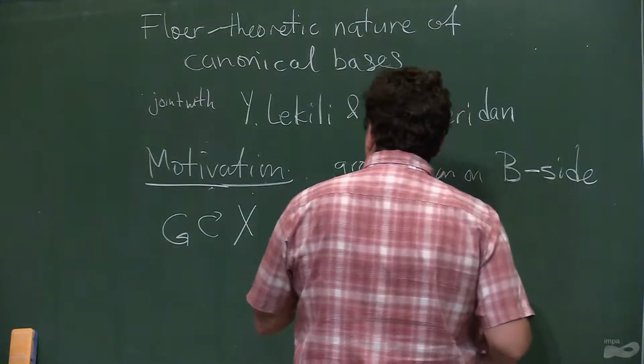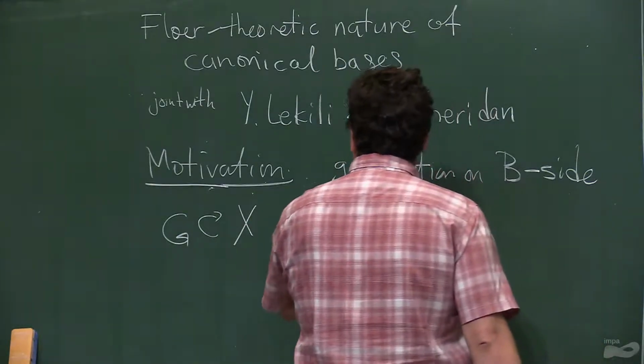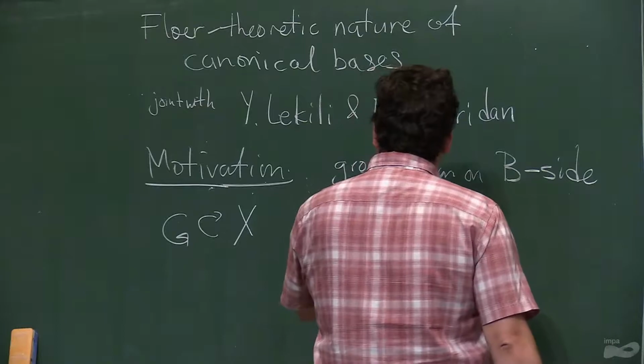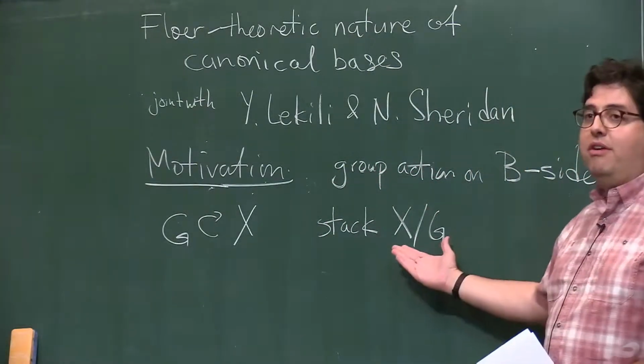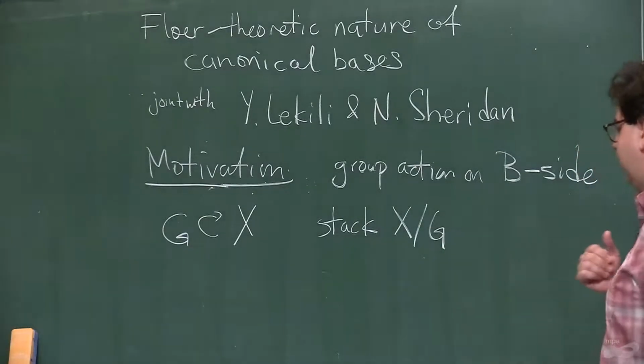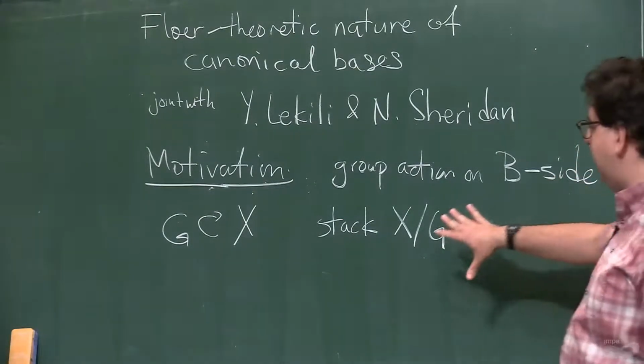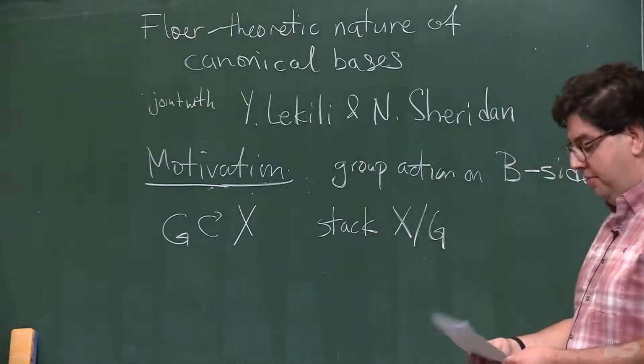And you want to understand, what is the mirror of this situation? Another way to think about it, if you want to think about this as a space, you could, of course, form the stack X mod G. And you could ask, what is the mirror of this equivariant geometry? That's the question. What is the mirror of the G-equivariant geometry of X?